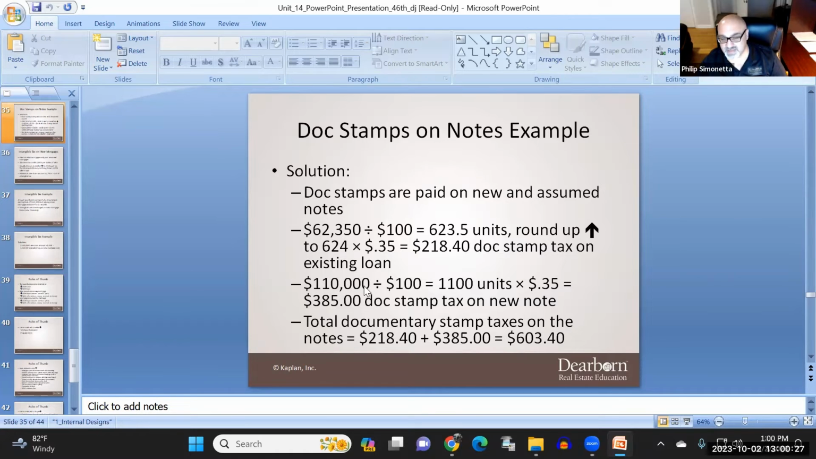Then you take the 110,000 divided by 100, which is 1,100 units. There's no rounding on that one. Times 35 cents, it is $385 doc stamp tax on the new note. The total doc stamps on the notes is $218.40 plus $385, which is $603.40. This will be your total doc stamp on the promissory note for the buyer, $603.40. Does that make sense?